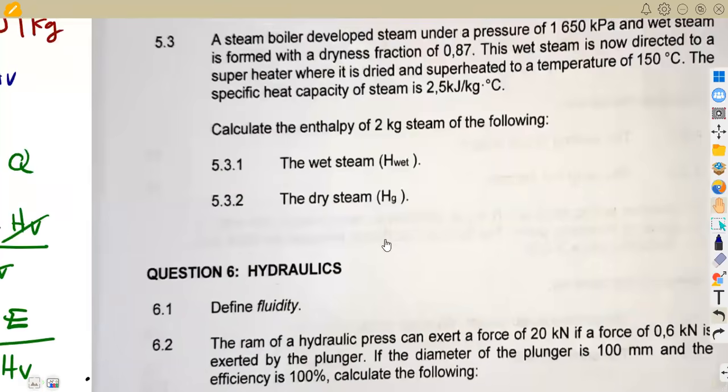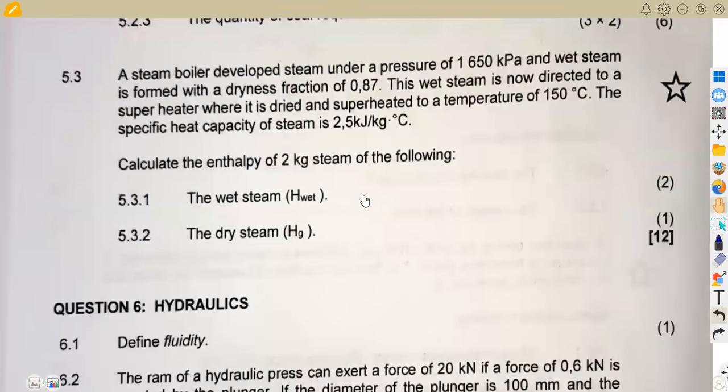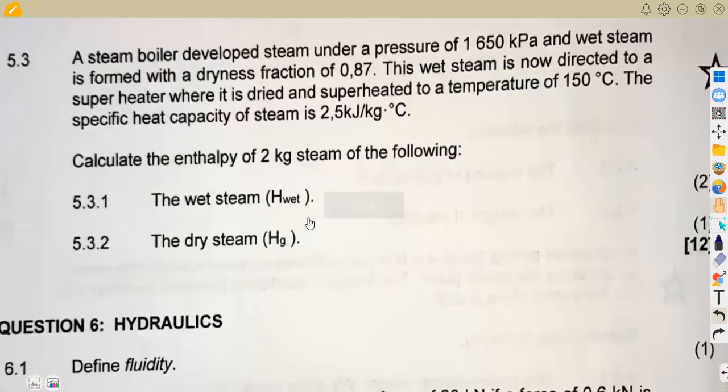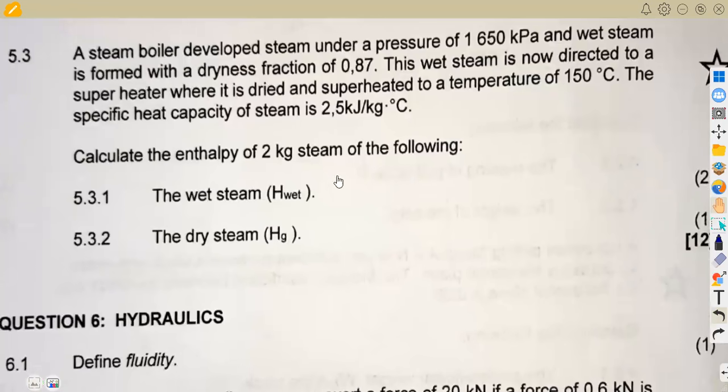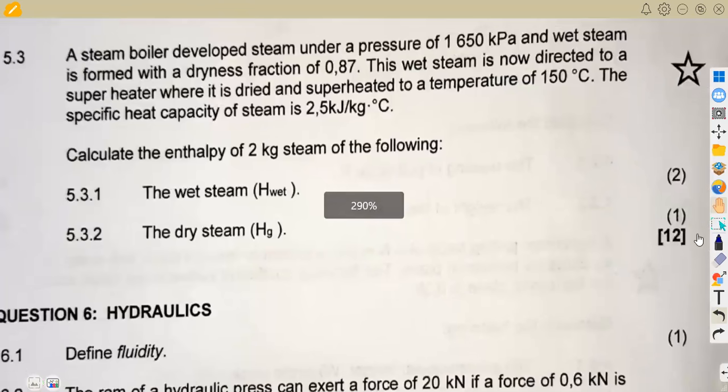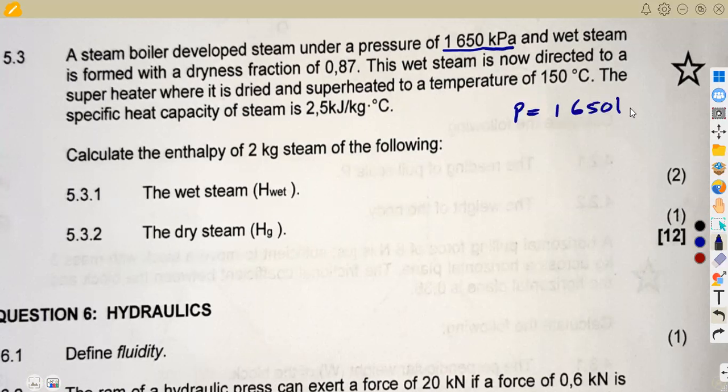All right. Then on question number 5.3, this question here was just an application of our steam table here. We are given that a steam boiler developed steam under a pressure of 1,650 kilopascal. So we're given a pressure of 1,650 kilopascal, and wet steam is formed with a dryness fraction. Remember, the dryness fraction is X, which is 0.87.